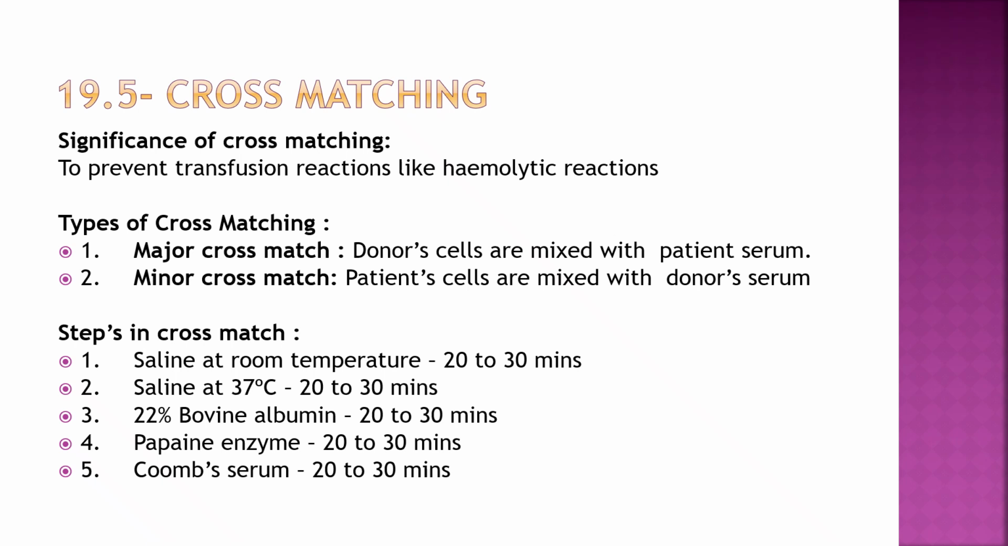Now see the steps of cross match. First we take the cells and serum suspension in saline and keep at room temperature for half an hour. Then these test tubes we keep at 37 degrees Celsius for half an hour. Then we add 22% bovine albumin and keep the test tubes for half an hour in the incubator. Then we add papain enzyme and again keep the test tubes in the incubator, and finally we add Coombs serum, that is anti-human globulin serum, to the test, and keep that for half an hour in the incubator.